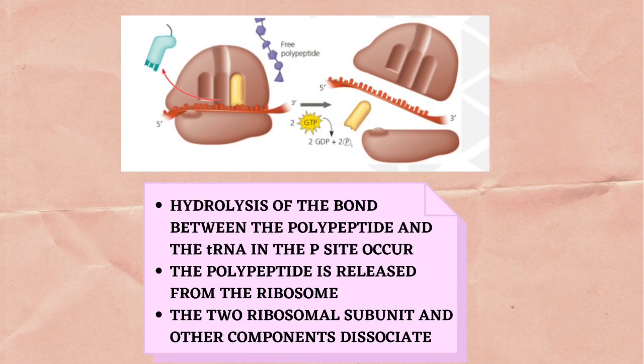Hydrolysis of the bond between the polypeptide and the tRNA in the P site occur. The polypeptide is released from the ribosome. The 2 ribosomal subunit and other components dissociate.